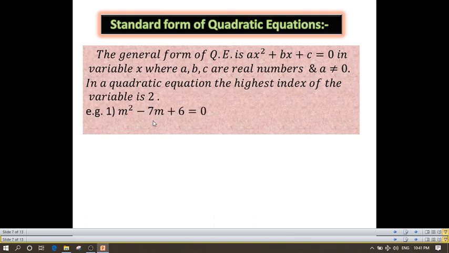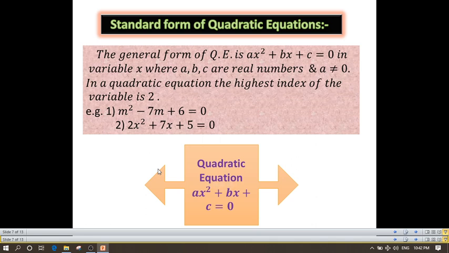For example, m square minus 7m plus 6 is equal to 0. So in the left hand side, this is a quadratic polynomial, and equating the quadratic polynomial to 0, we get a quadratic equation. And this quadratic equation is in the general form, and it may be written in this way: ax square plus bx plus c equal to 0. Here a is non-zero, coefficient of quadratic term non-zero. Second, 2x square plus 7x plus 5 equal to 0. So these are some quadratic equations which are in standard form.